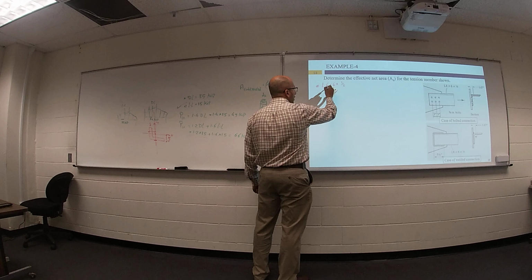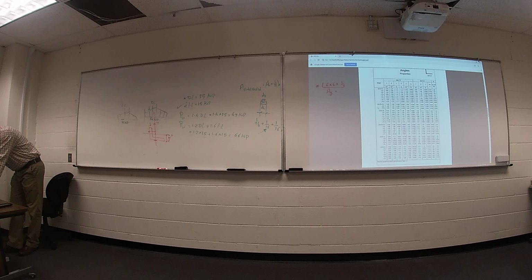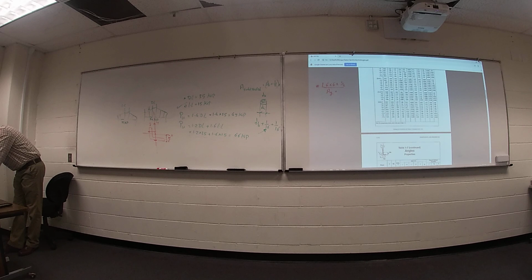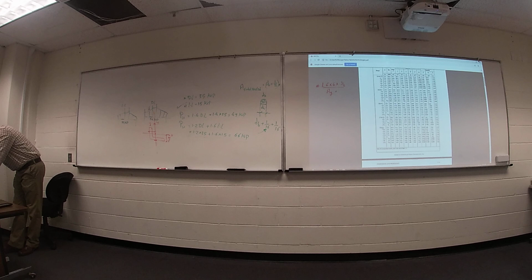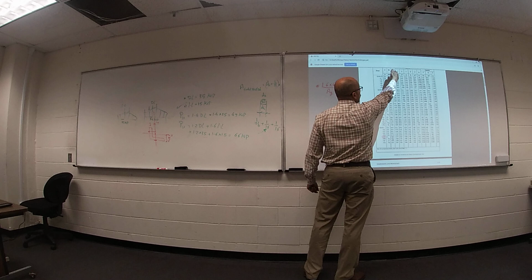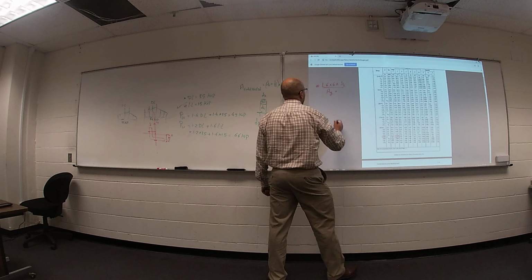What is the gross area for this member? Can you look at your table? What is the gross area? 6 times 6 times what? 1/2. So we go back. We are looking for 6 by 6 times 1/2. There you go. Your area equals 5.77. Be sure the title of your column is area. So the gross area is 5.77 square inches.